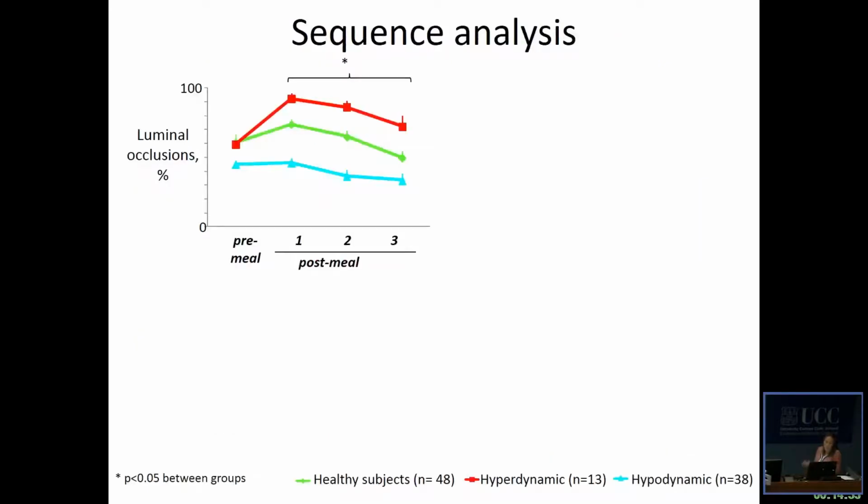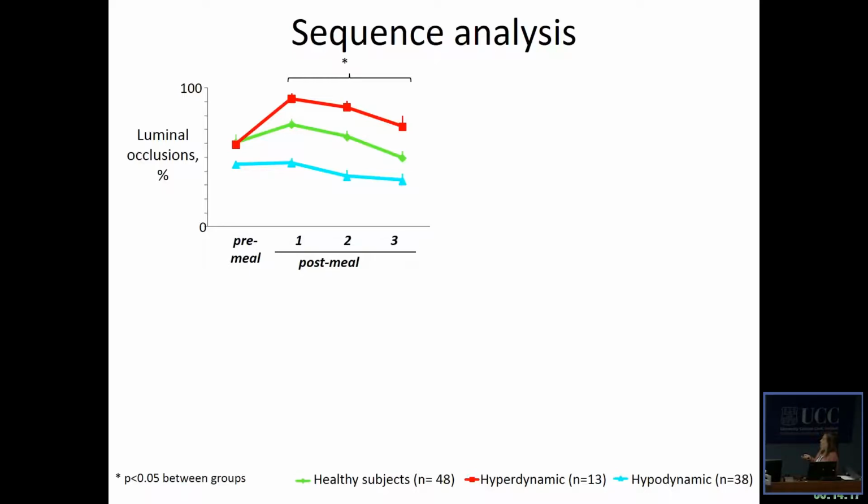These are just examples, but we applied this to a large group of patients and healthy subjects. As you can see here, 48 healthy subjects, 13 hyperdynamic cases, and 38 hypodynamic cases. In green, healthy subjects, in red, the hyperdynamic, and in blue, the hypo. This is the percentage of the video corresponding to luminal occlusion sequences. And we measure this before the meal, and we divided the post-meal period in 3 equal parts.